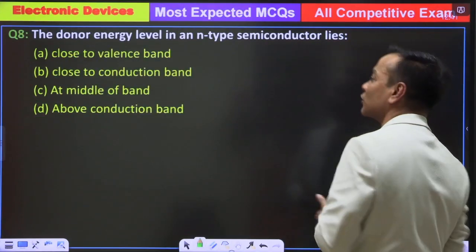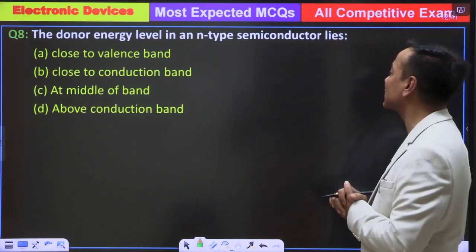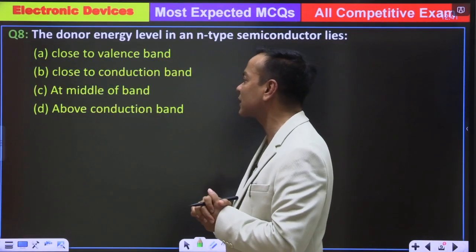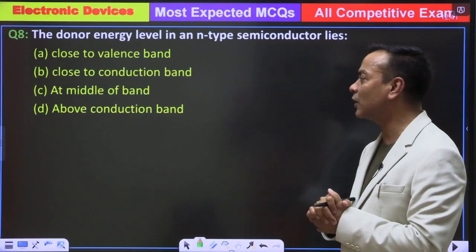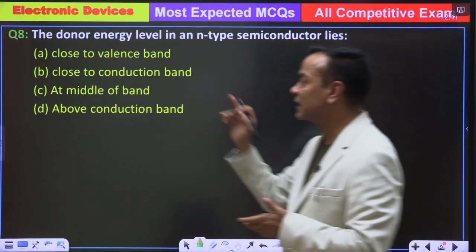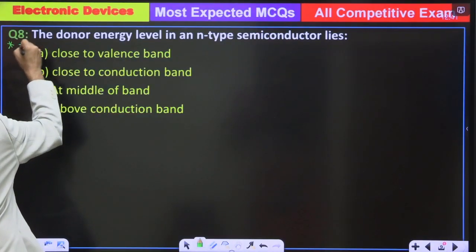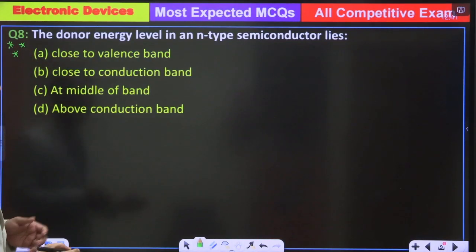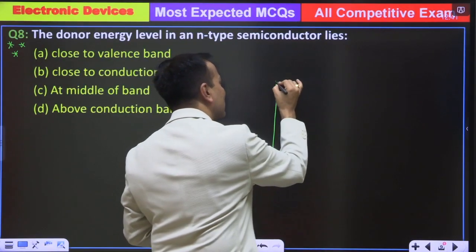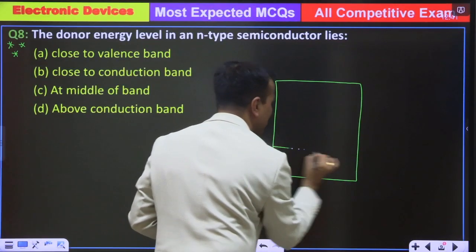Now we'll see next. So next is, the donor energy level in an N-type semiconductor lies: option A close to valence band, option B close to conduction band, option C at middle of band, option D above conduction band. So this is a very important question with respect to the exam point of view as well as for your knowledge also. So we can put a star mark here. For the N type of the semiconductor, if you observe their general energy band diagram, this is their general energy band diagram.